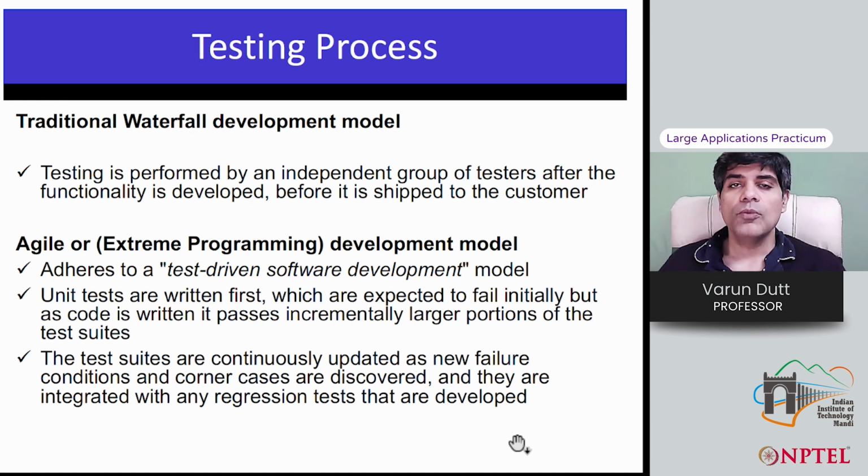In contrast, most recently we have started using the agile or extreme programming development model, which is more flexible and, as I was telling you at the start of the lecture, has something called the test-driven development model. Here, unit tests are written first with inputs and outputs, and are typically expected to fail initially, but as code is written, the largest portion of the test suite passes incrementally. The test suites are continuously updated as failure conditions and corner cases are discovered, and they are integrated with any regression tests that are developed.